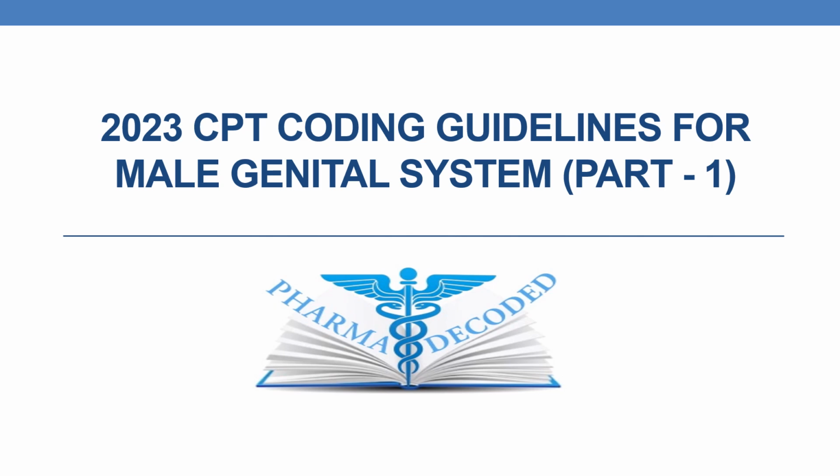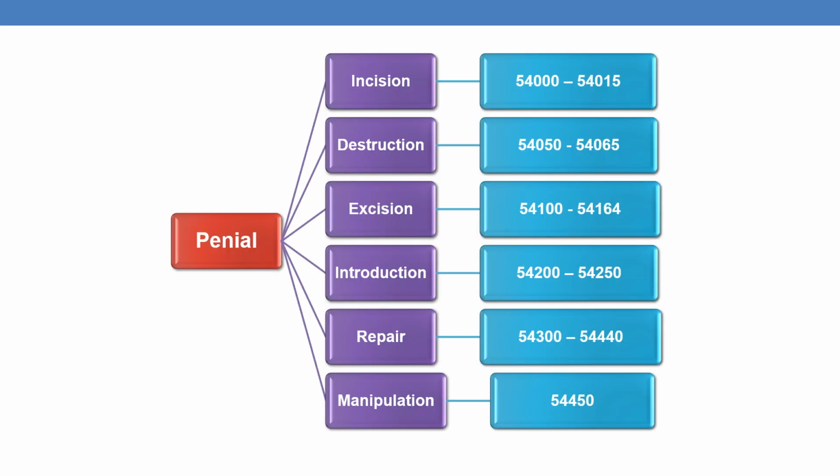Hello everyone, now let us discuss 2023 CPT coding guidelines for male genital system part 1. Now coming to the first topic, that is perineal incision followed by destruction, excision, introduction, repair and manipulation. The CPT range for incision is 54000 to 54015 and CPT range for destruction is 54050 to 54065.